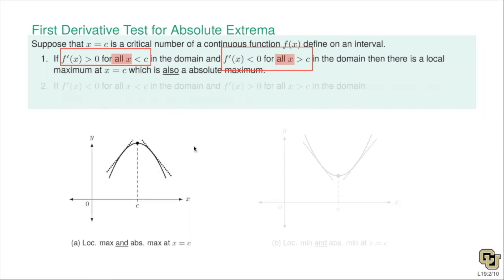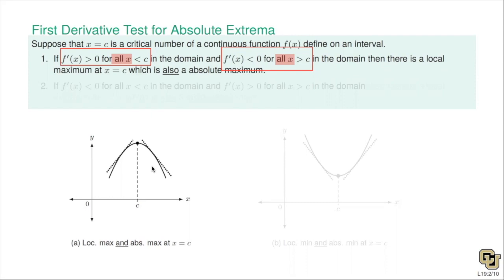And you have a picture like this, where this only works when there's one critical point in the interior. To the left, the function is increasing, and to the right, the function is always decreasing. It's kind of a very artificial situation.